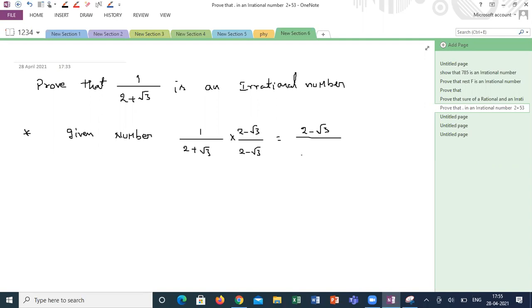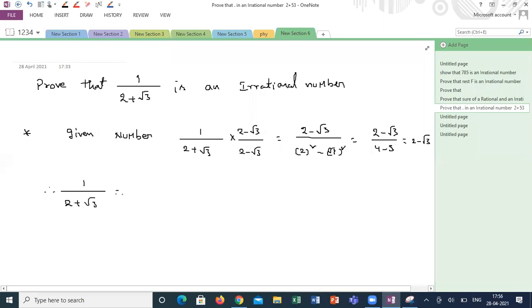2 minus root 3 divided by 2 whole square minus root 3 whole square. This is 2 minus root 3 by 4 minus 3, that is 2 minus root 3. So 1 by 2 plus root 3 is equal to 2 minus root 3. Correct? Yes, sir. So now I am assuming this is r and I am proceeding. Then it will be easy for me.